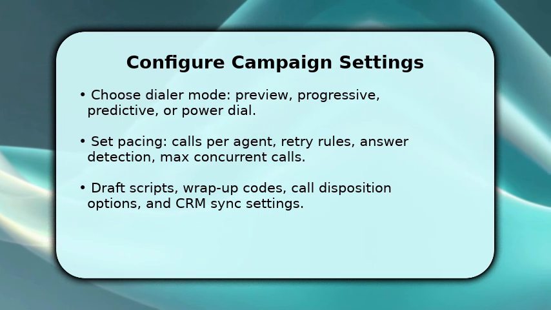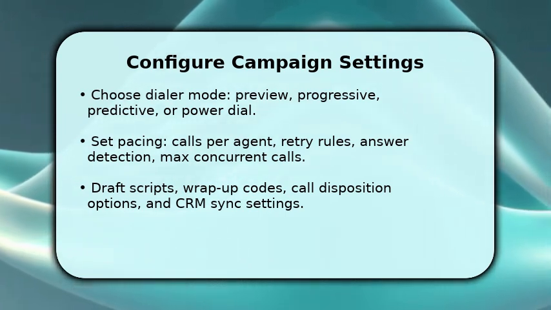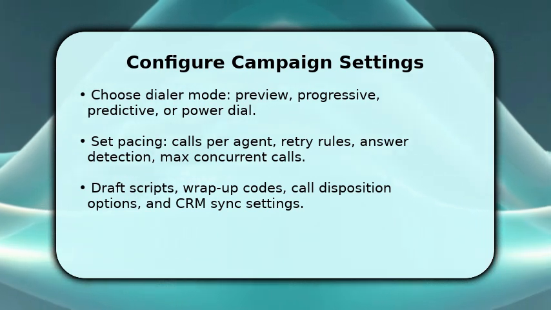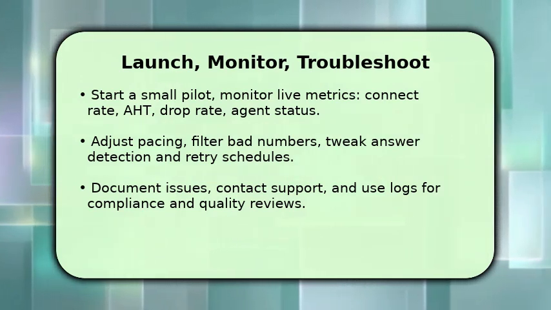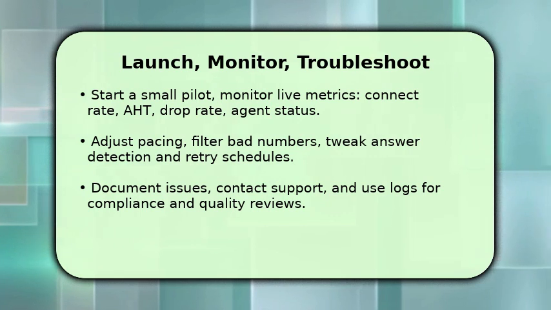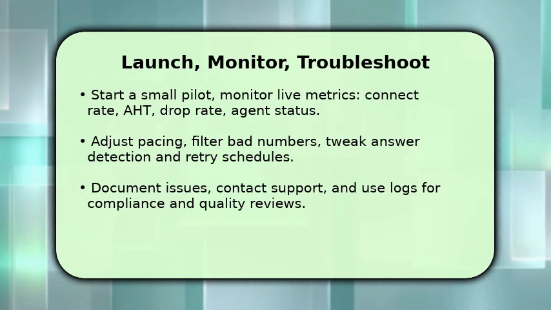Finally, connect or map fields to your CRM and test with a small sample to validate call routing and logging. When you launch, run a small pilot and watch live metrics. Connect rate, average handle time, drop rate, and agent status so you can react quickly. If you see high drops or low connects, pause and adjust pacing, retry rules, or answer detection sensitivity.